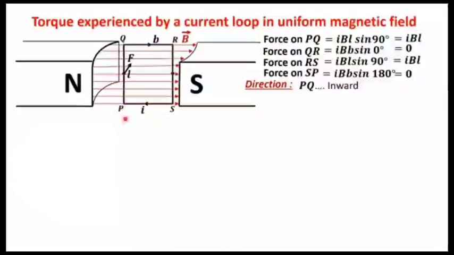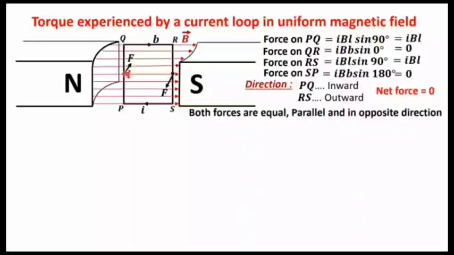By Fleming's left hand rule, you can say on PQ, the force is inward into the plane of the paper, and for RS, it is outside the plane of the paper. Force is acting outward. So net force is 0, but there is torque. It gets rotated. Both forces are equal, parallel and opposite.